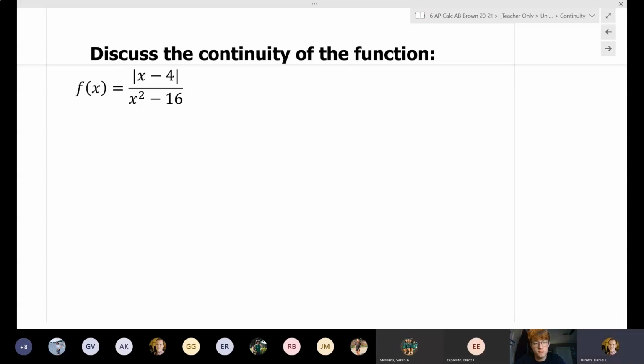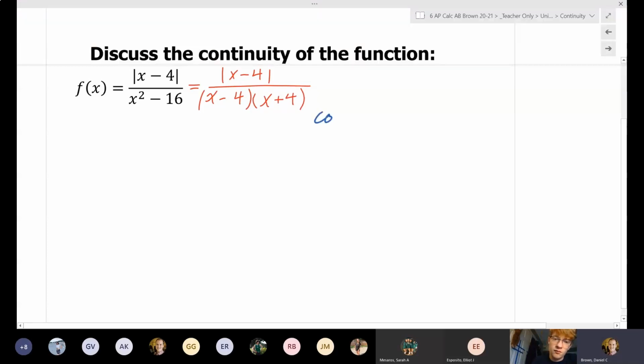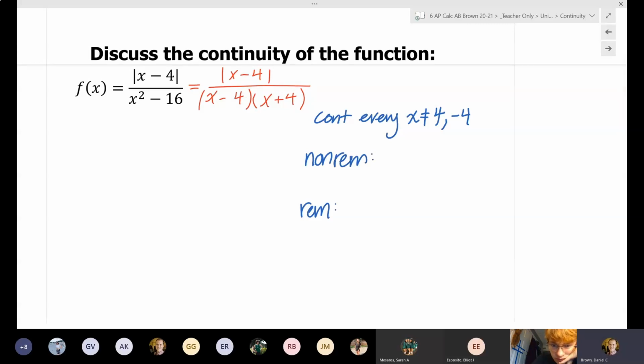The denominator. So let's go ahead and we can factor the denominator. And I have x minus 4 and x plus 4. So looking at this, we do have points of discontinuity, so I can say it's continuous everywhere, except x cannot be equal to 4 and x cannot be equal to negative 4. And we know that we can classify these as non-removable and removable. And I chose this one because it's kind of going to be a weird case. So let's do the easier one first.